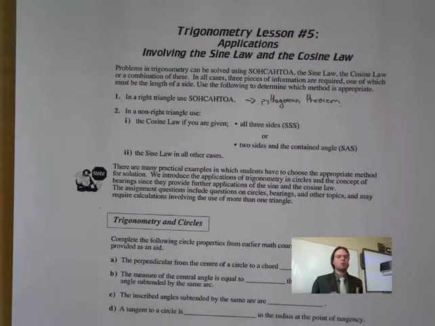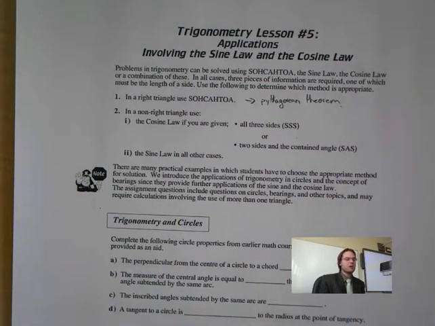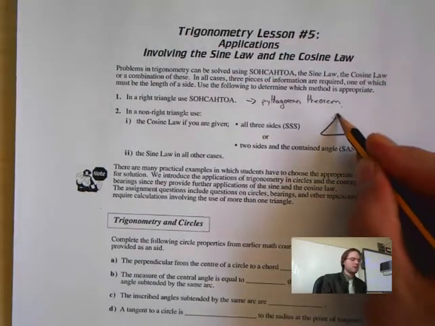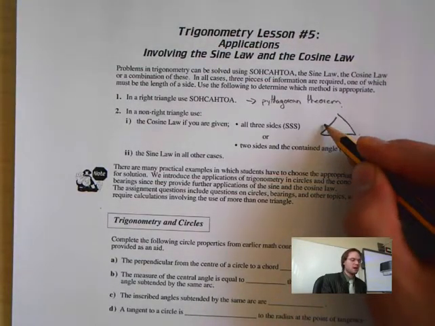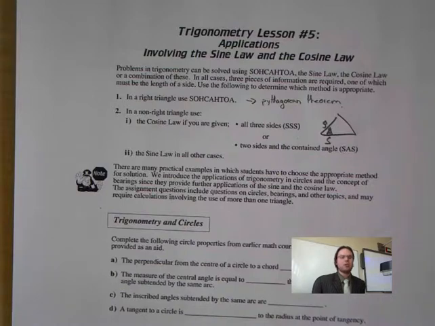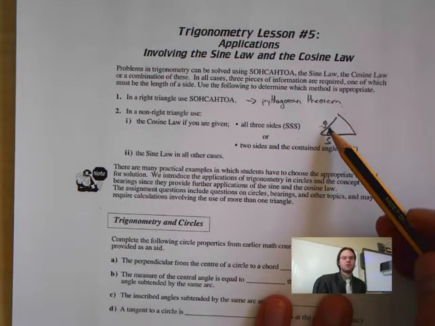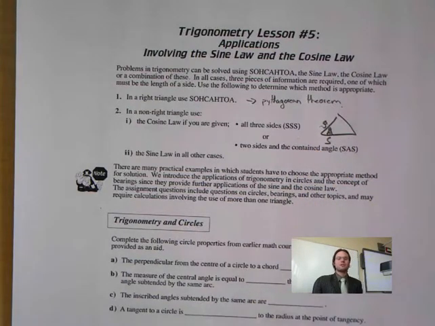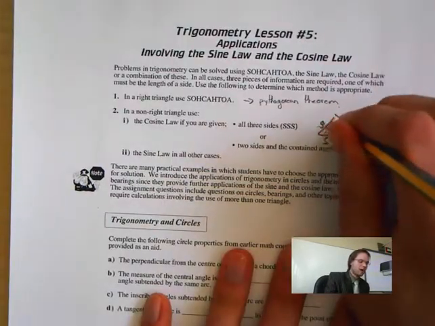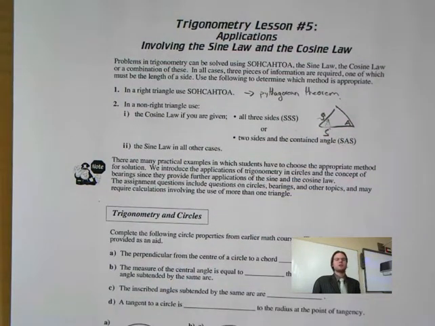We use cosine law if we know all three sides or if it's side angle side. An example would be if we have a triangle like this, and we know this side, this angle, and this side. That would be an example, because it's side, angle, side, where the angle is caught in between both sides. So there is an example of cosine law.